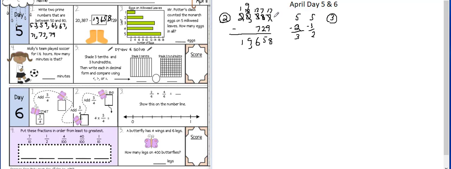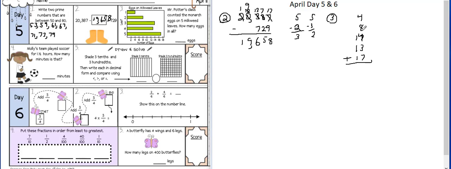Well, the first leaf had 4 eggs. The second leaf had 8 eggs. The third leaf had 17 eggs. It did not have 17 eggs. It had 14 eggs. So we'll just make that a 14. The fourth leaf had 13 eggs. And the fifth leaf had the 17. All right, and I'm going to add these up.